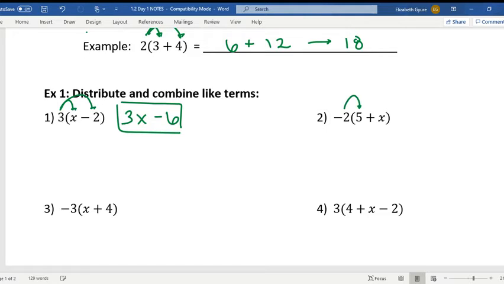All right, let's look at number 2. We got 2 times 5. Mason, what's 2 times 5? Yeah, okay, good. Negative 10. Don't forget your negative. And then 2 times negative 2 times x.